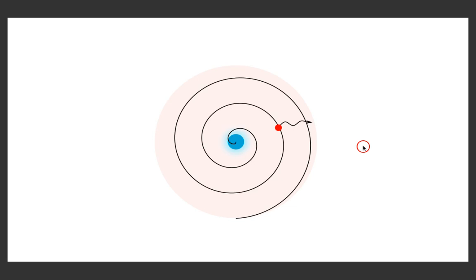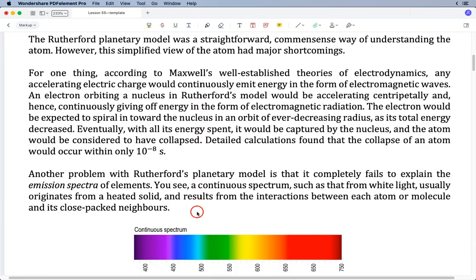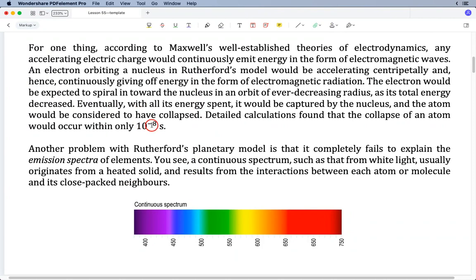And physicists actually did some detailed calculations to determine how long it would take for this to happen. And as it says in the handout, they found that the collapse of an atom would only occur within 10 to the minus 8 seconds. So that's certainly a problem with this model. If it's suggesting that atoms are just not stable at all and that they would collapse within 10 to the minus 8 seconds, this is, of course, not what we observe. We observe atoms as being very stable. So this is definitely a major problem with Rutherford's planetary model.